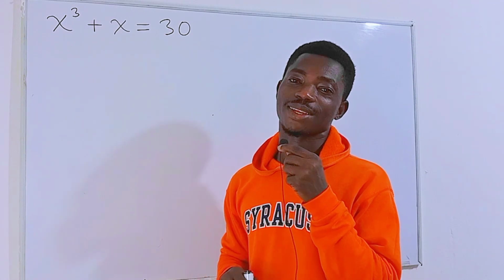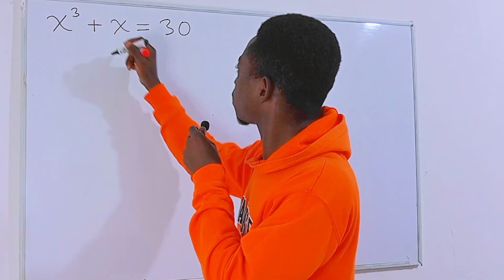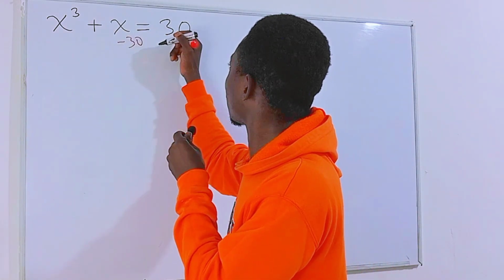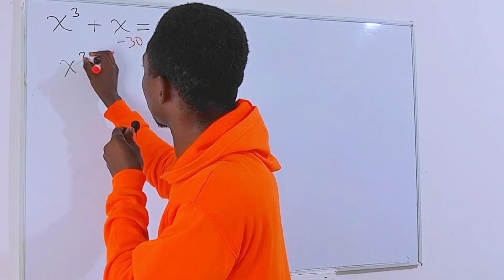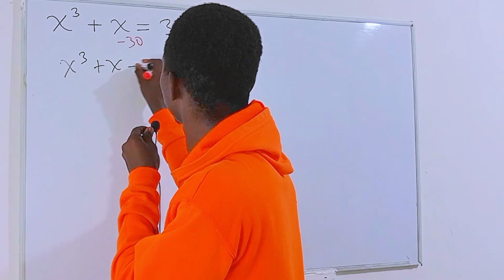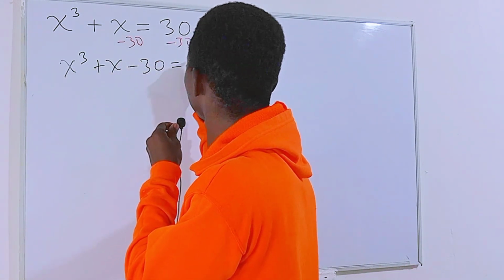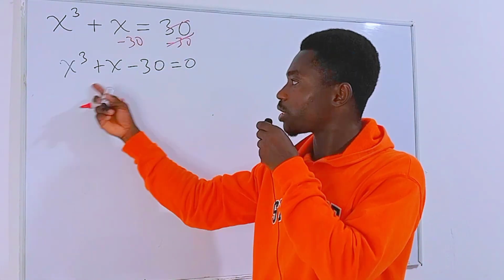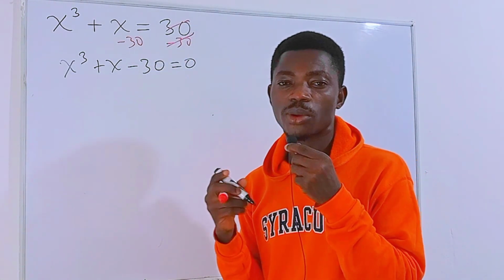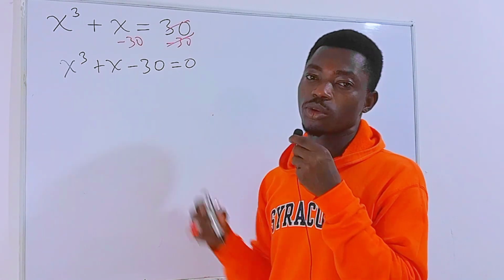Now let's get started. The very first thing we want to do is to subtract 30 from each side of the equation. The reason is that we want to get x to the third power plus x minus 30 equal to 0, because this and this will cancel. Now, this is the critical point. How can we find all the factors of this cubic equation?